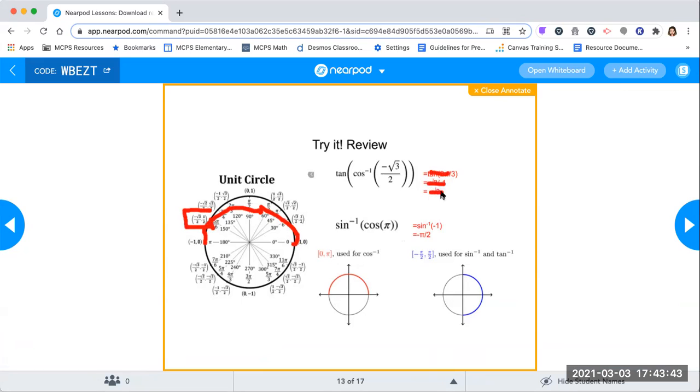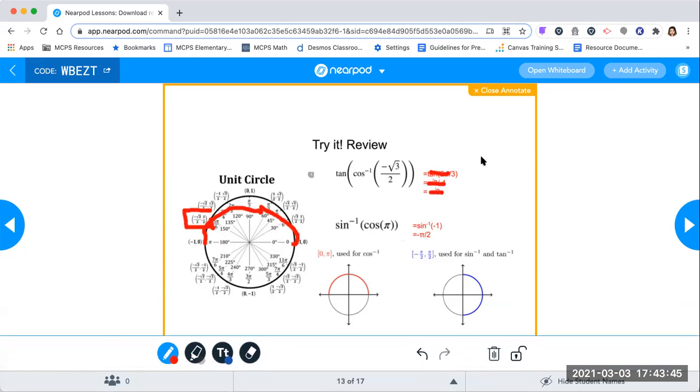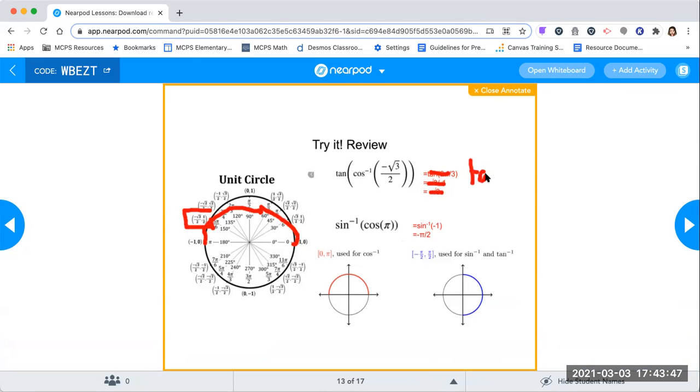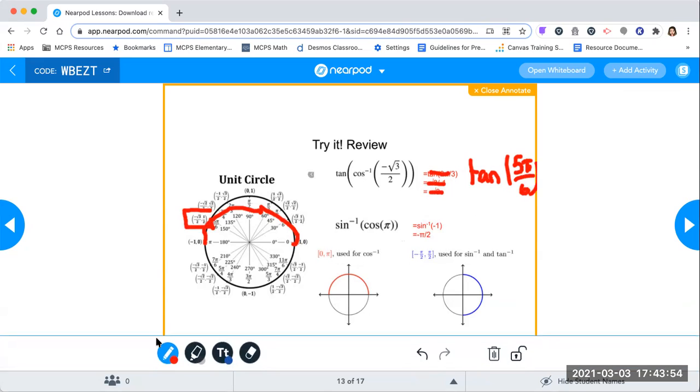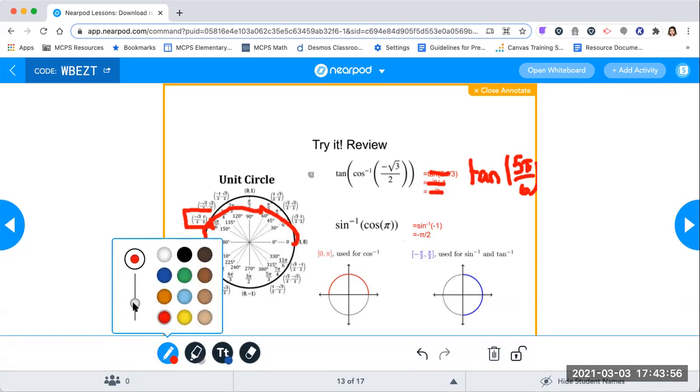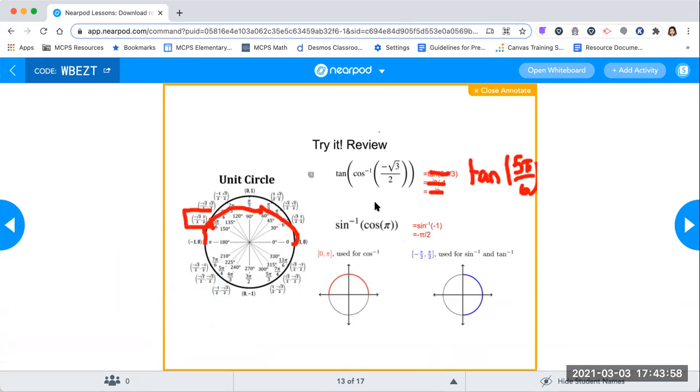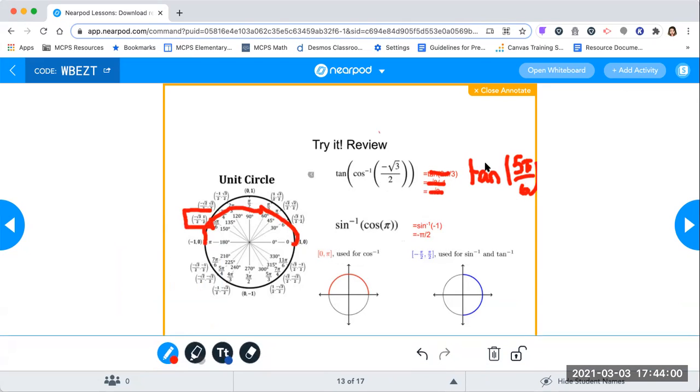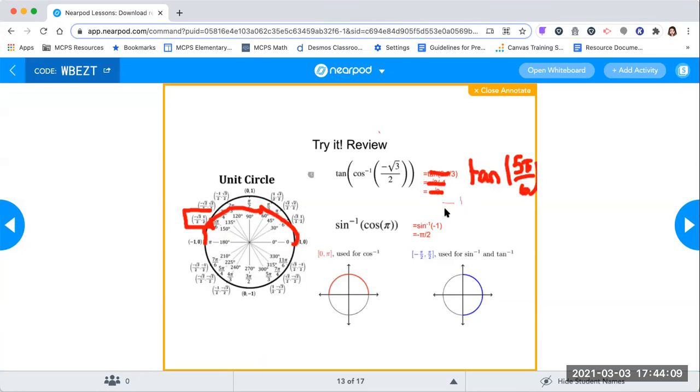At 5 pi over 6. So this is tangent of 5 pi over 6. So when we take the tangent of 5 pi over 6, see my mistake here, I was thinking something I was doing, I made a mistake, so I need to fix it. So tangent of 5 pi over 6 is 1 over negative root 3, or negative root 3 over 3.